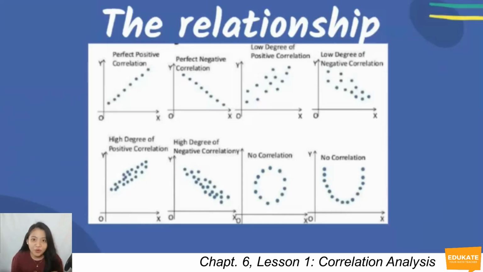If you have no correlation, ito yung mga nakabuo ka ng bilog, nakabuo ka ng triangle sa mga graph mo, that's no correlation. Walang relationship. So from these scatter plot diagrams, we can see and analyze the relationship between variables, thus answering any of the questions above just by looking at the scatter plot diagram.